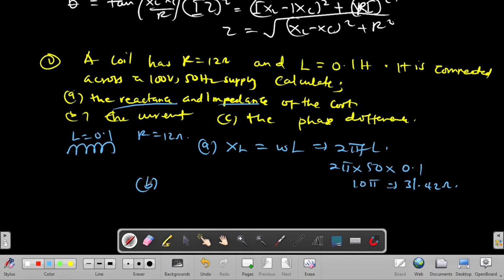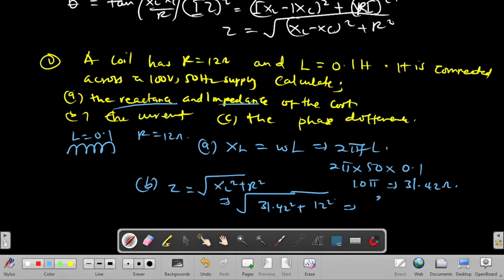B is the impedance. This is what we call an RL circuit. In an RL circuit, to find our impedance Z, Z is equal to the square root of XL squared plus R squared. So we have the square root of 31.42 squared plus my R, which is 12 squared. You simply put this into the calculator: 31.42 squared plus 12 squared. That gives 33.63 ohms, the total impedance.